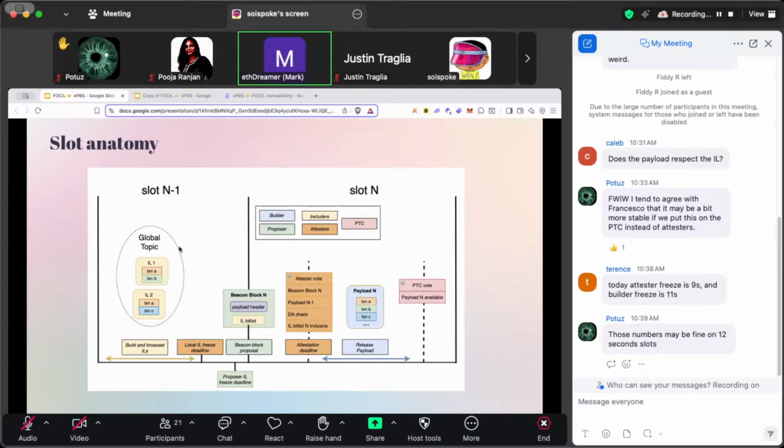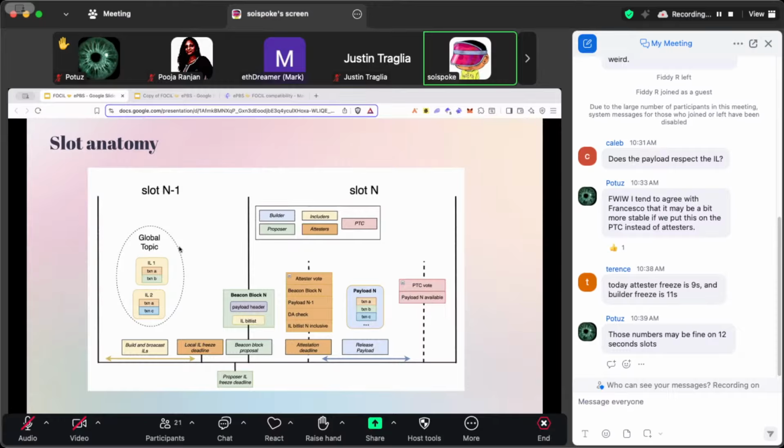Yeah, and the concern here is about having enough time. How far back can we push both of these deadlines? What's the furthest back that we could push them? Back into the slot, yeah. The earlier you have to build your IL, the less fresh it will be compared to the release of the payload. So that's one thing we have to care about.